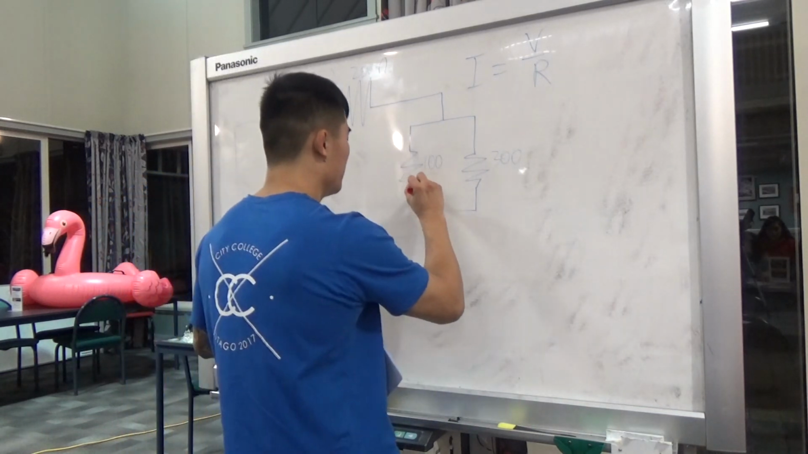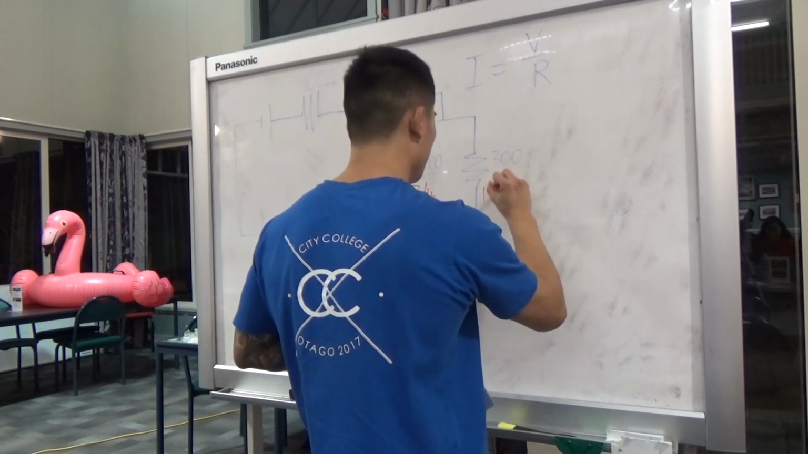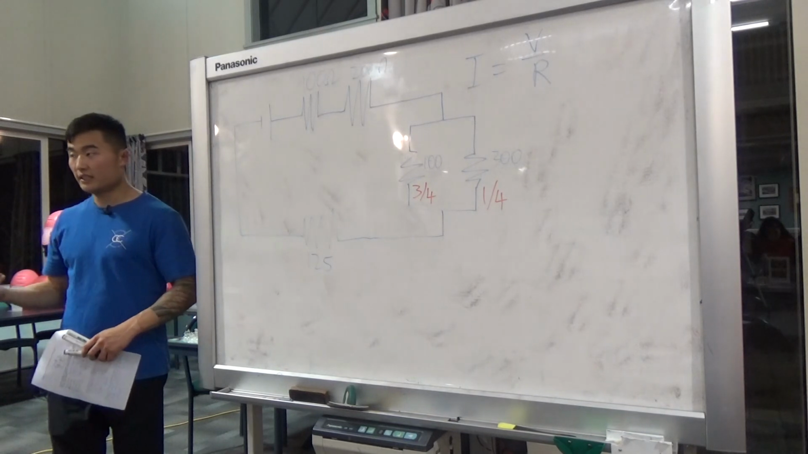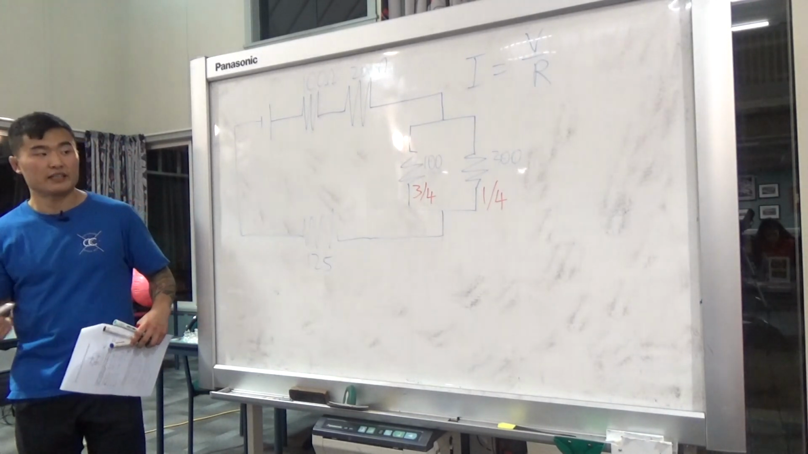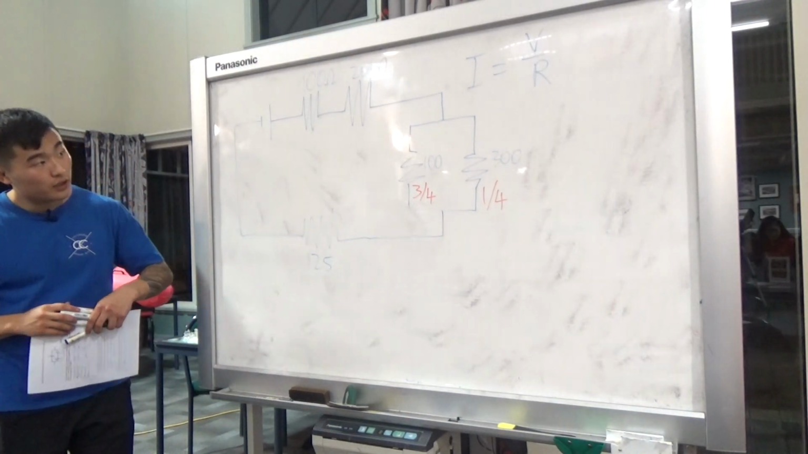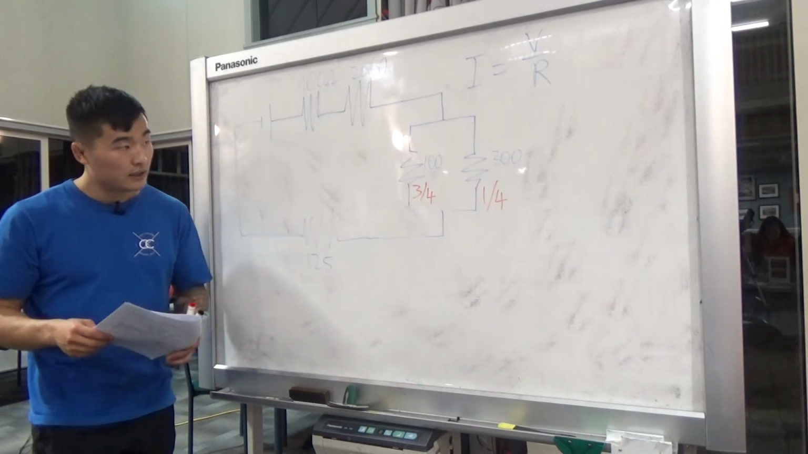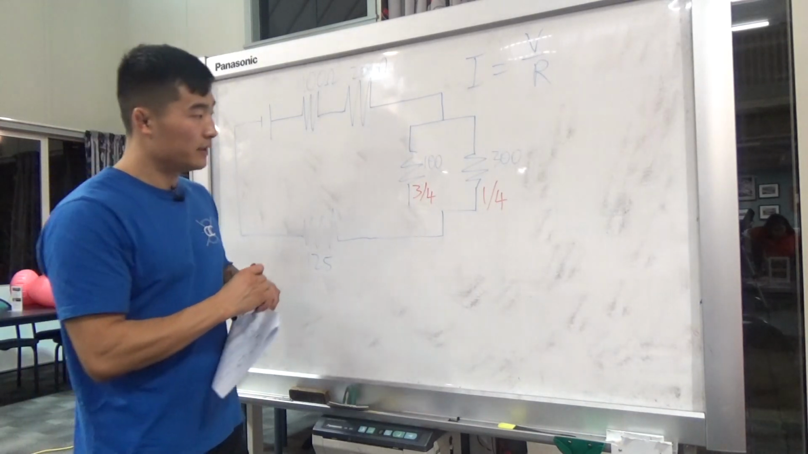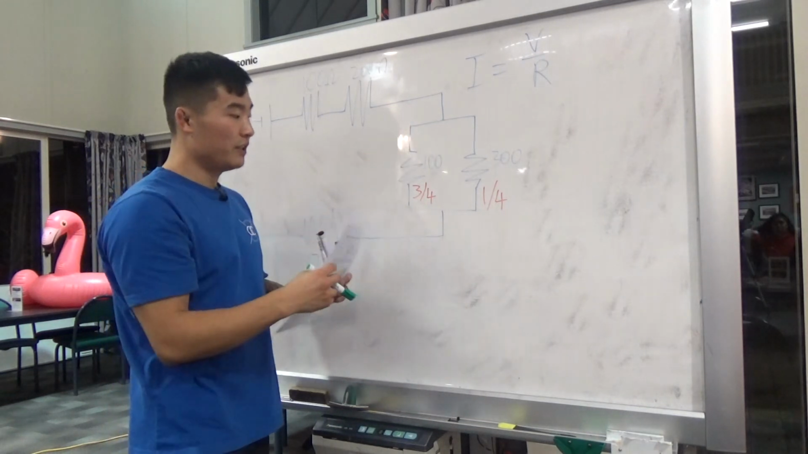So 3/4 of the total will go through the left one, and 1/4 of the total will go through the right one. So we know the proportion. Now we need to know the total so that we can calculate how much is actually going through. To do that, we need to figure out the total resistance of the circuit. And first of all, we're going to figure out the effective resistance of these two in parallel.